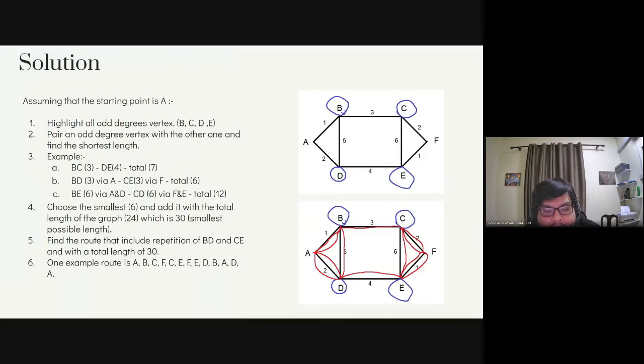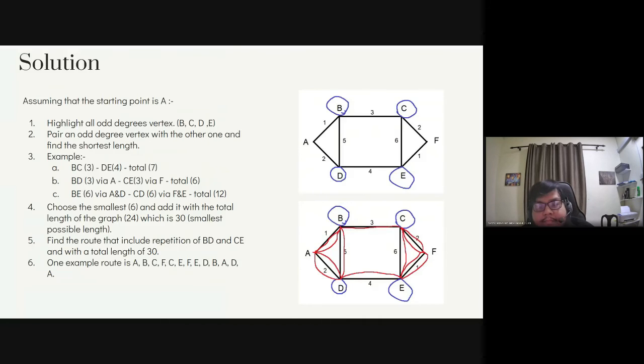So one example that I can find here is through A to B, and then to C, to F, and then to C again, and to E, to F, and back to E, and then to D, then to B, to A, to D, and back at the starting point A. Okay, so this is the solution to the route inspection problem. Okay, that's all for me.